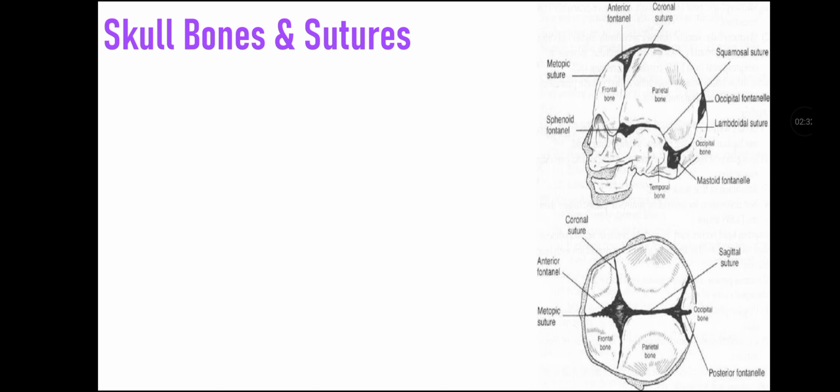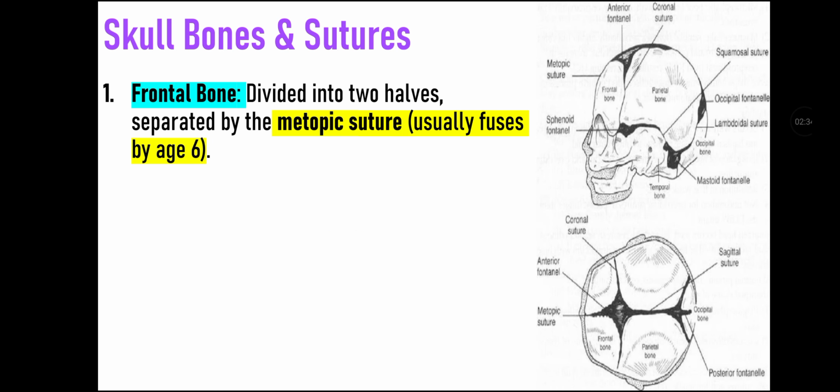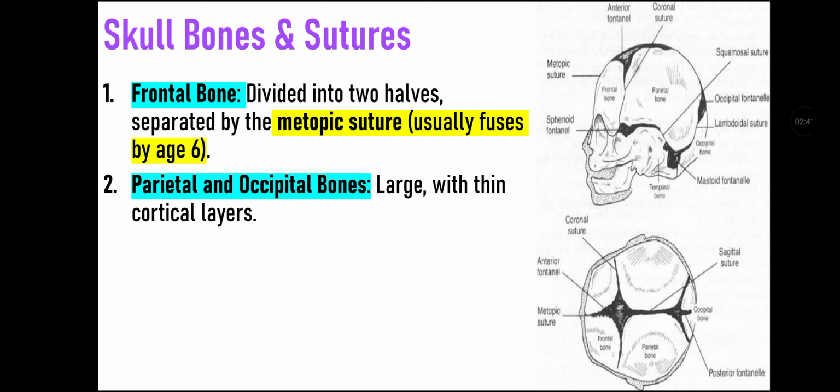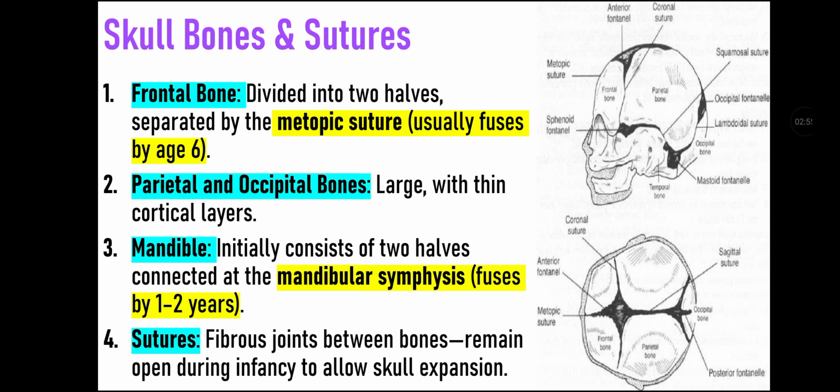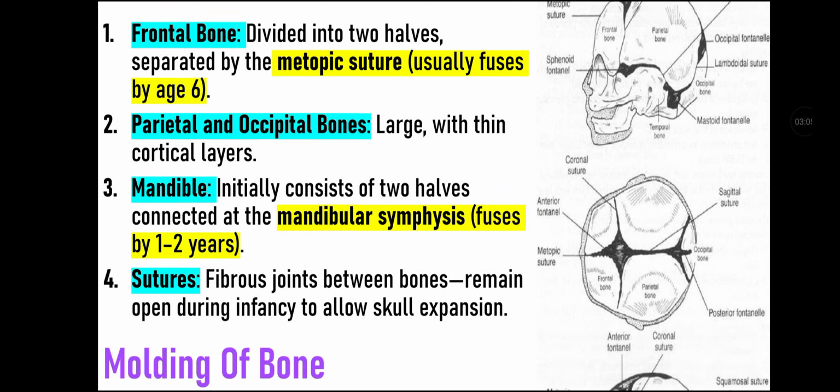Now let's talk about skull bones and sutures. Frontal bone. It is divided into two halves separated by the metopic suture that usually fuses by age 6. Next, among the skull bones of the neonatal skull we have the parietal and occipital bones, that are large with thin cortical layers. Next, the mandible, that initially consists of two halves connected by the mandibular symphysis that fuses by 1 to 2 years of age. Next, we will talk about sutures of the neonatal skull, that are fibrous joints between the bones that remain open during infancy to allow skull expansion.